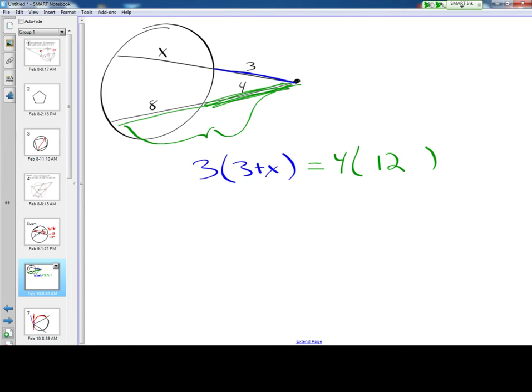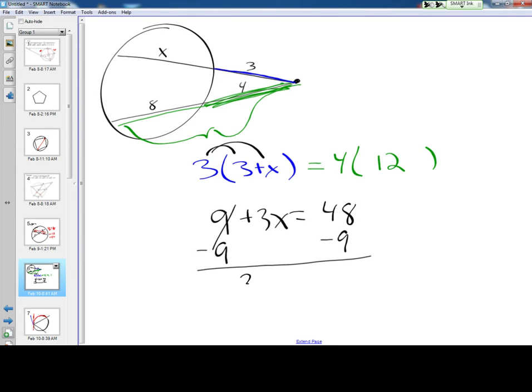So, let's go ahead and do this real quick here. 3 times 3, that's 9. That's going to be a 3x. 4 12s is going to give us 48. Is it 48? Subtract 9 from both sides. So 3x is equal to 39. And dividing by 3, of course, x would be equal to 13. And we're done.